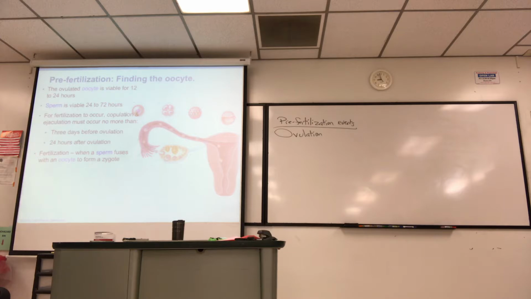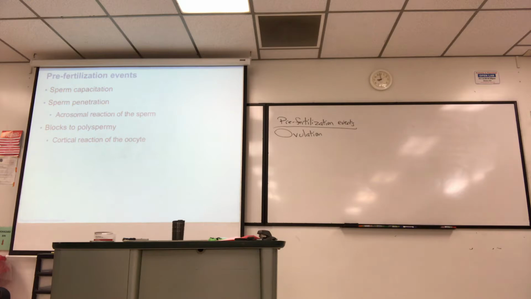So if fertilization is to occur, copulation, ejaculation must occur no more than 3 days before ovulation or a day after. Okay, so that's about a 4-day window per cycle where you can get pregnant for each 28-day cycle.